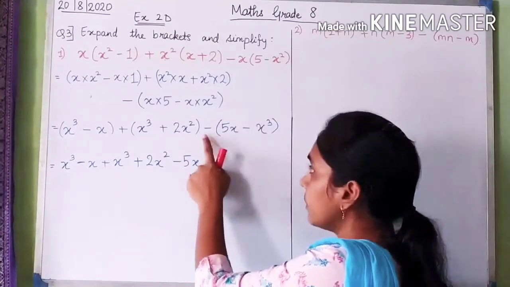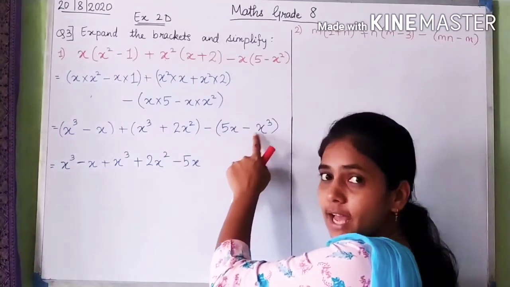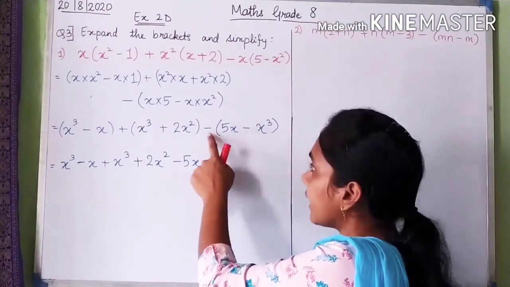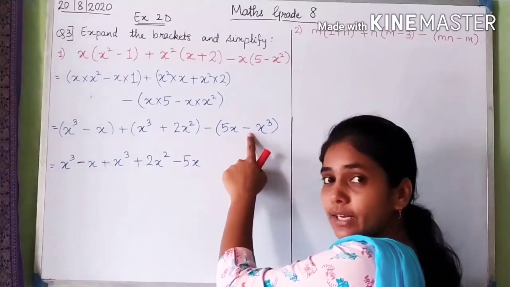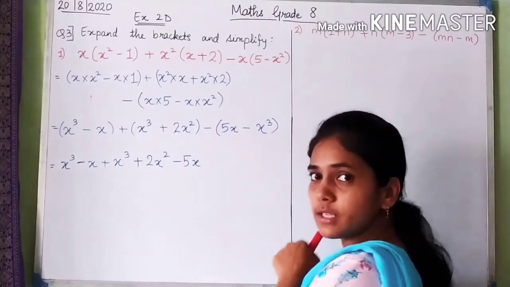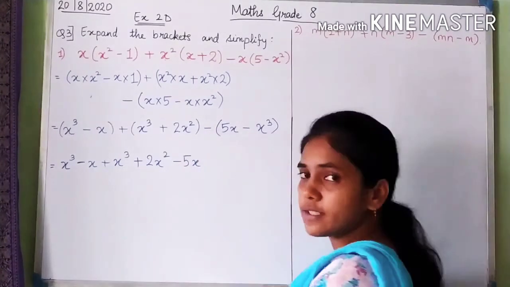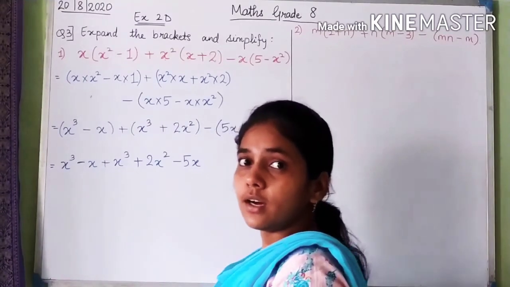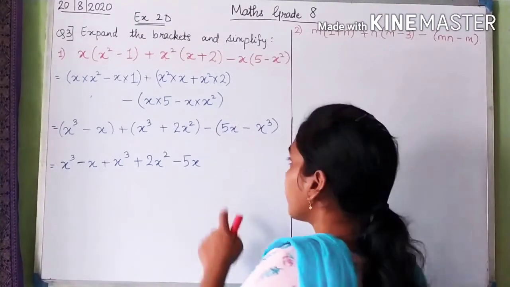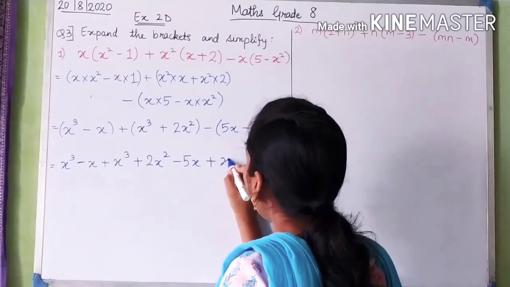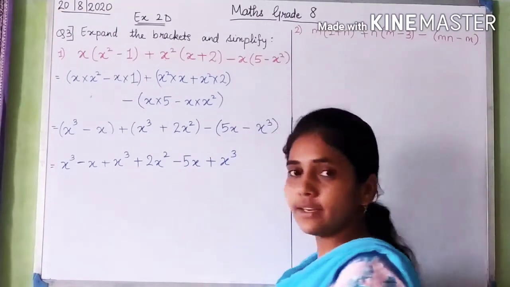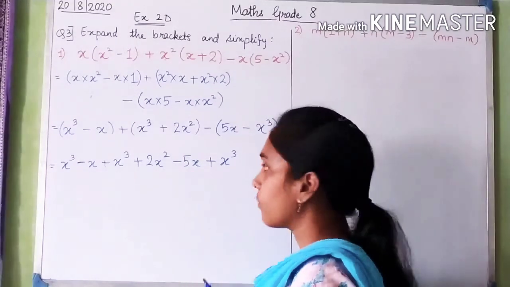And for the next term, this term is having a negative sign in front of it, and outside the bracket also there is negative. So this minus multiplied by this minus becomes plus. Minus into minus is plus according to the multiplication sign rule table, right? So minus into minus is plus. So this becomes plus x cube. Okay. So we have got this now.